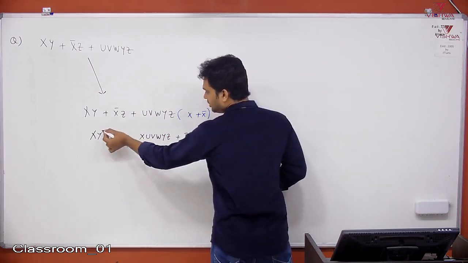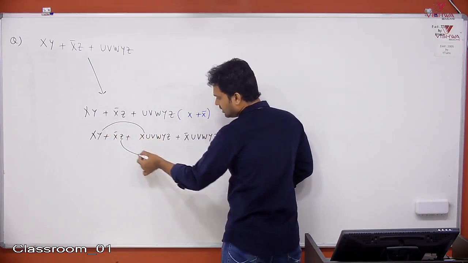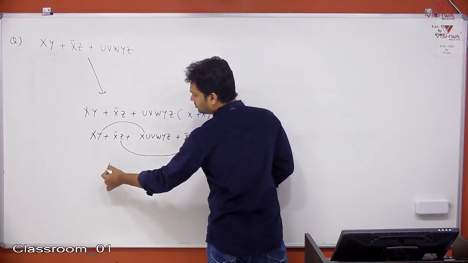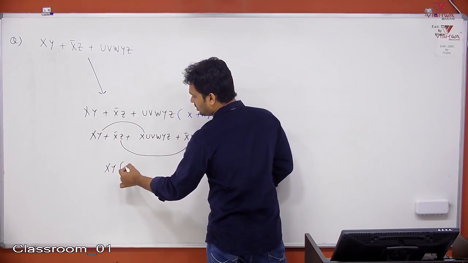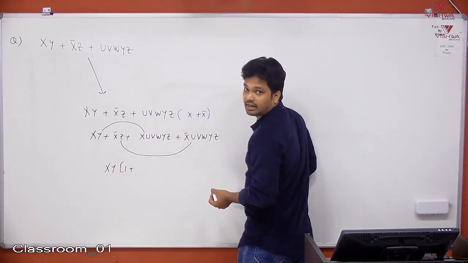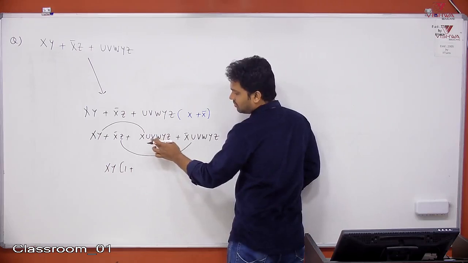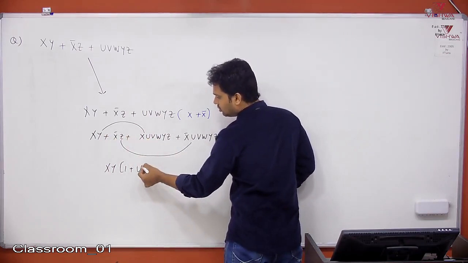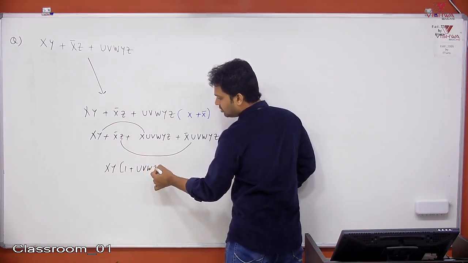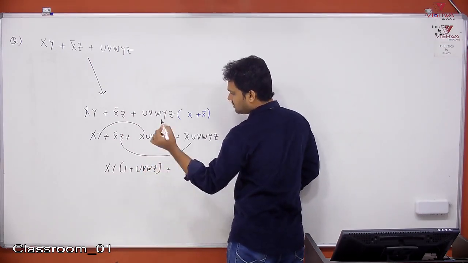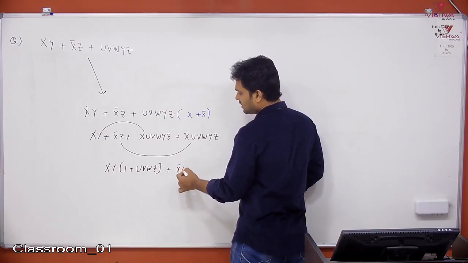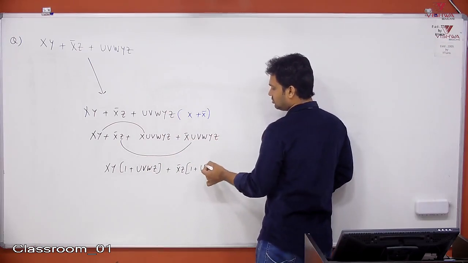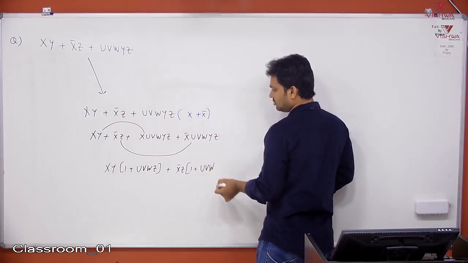Now in the first one and the third one, second one and the last one, take xy common. xy into 1 plus u, v, w, z, plus x bar z into 1 plus u, v, w, y.